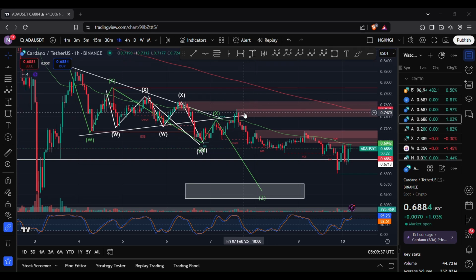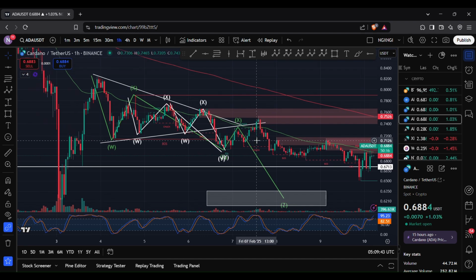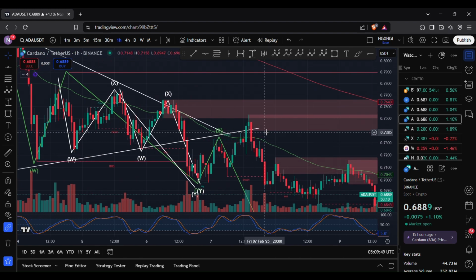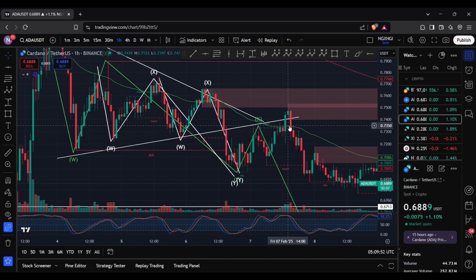What's going on, people? Now, this is just an update on Cardano ADA. In my previous video, I did anticipate us retesting the 50 EMA and the lower trend line. And, given what's taken place over the last couple of days, that's what we ended up doing. We ended up retesting the 50 EMA and retesting the lower trend line.